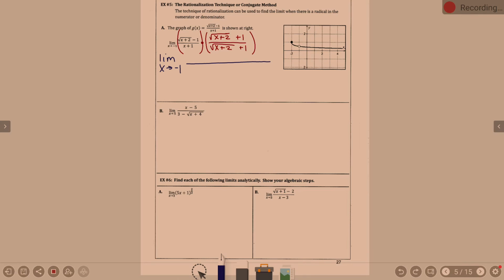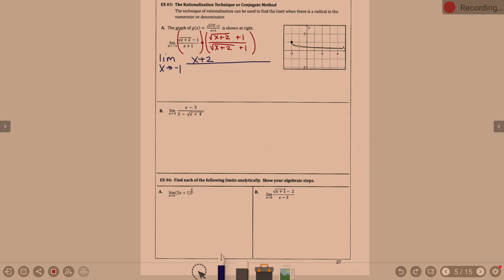We need to, what? FOIL, right? And I'll be honest, on the bottom, we're not going to multiply it out. But on top, where the conjugates are, we're going to FOIL. What's square root of x plus 2 times square root of x plus 2? X plus 2. What happens to the insides and outsides when you're FOILing conjugates?